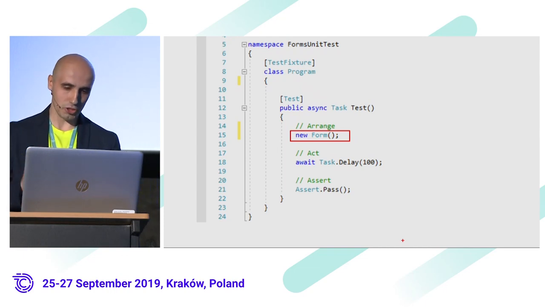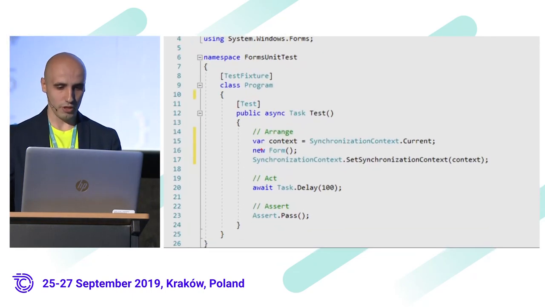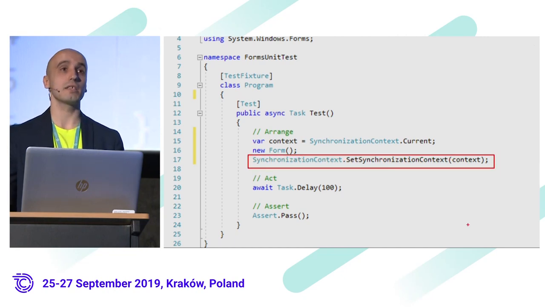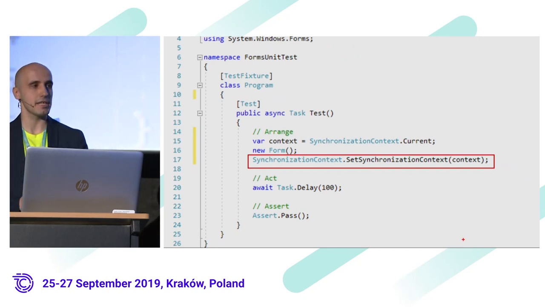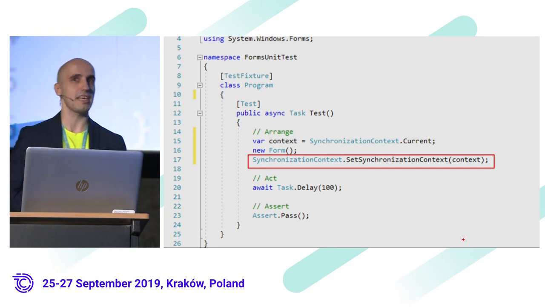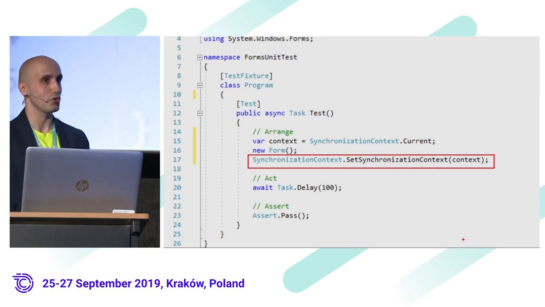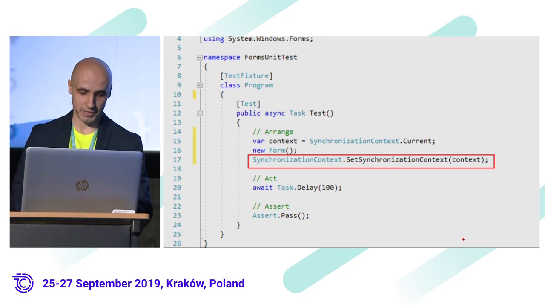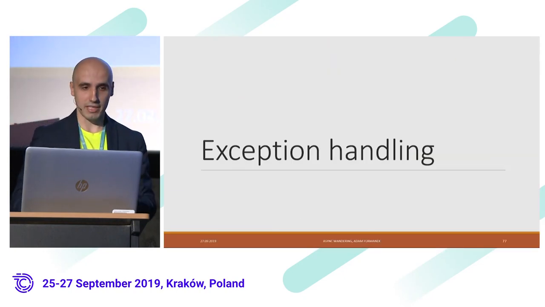Well, generally we should not be creating things like this in unit tests, but if we ever need to, we can capture the old synchronization context, create the new form, and replace the synchronization context on our thread. What I'm showing you here is that synchronization context is basically a global variable, which can be replaced by any code you run. So beware when you are doing this. So those were deadlocks, the typical scenarios for deadlocks.